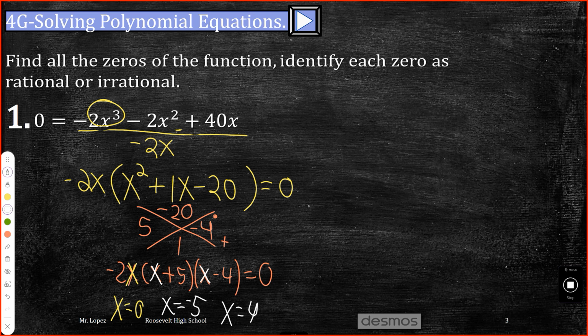Alright, look, I'm going to show you this graphically. I'm telling you that these are the solutions: 0, negative 5, and 4. Okay? If someone tells me this equation, I'm going to graph y equals this in the graphing calculator.